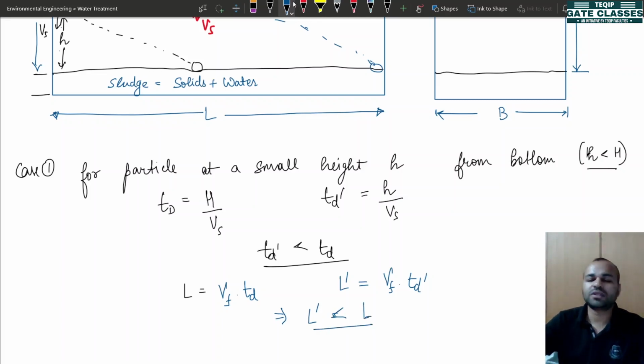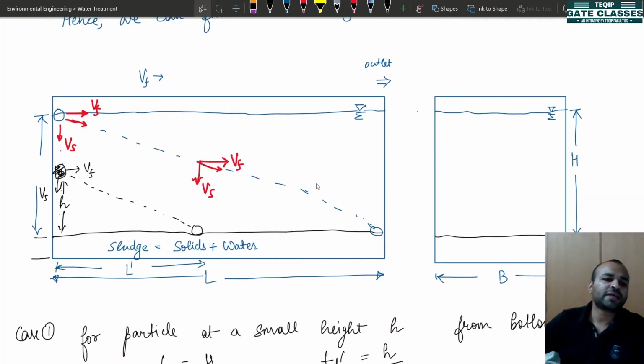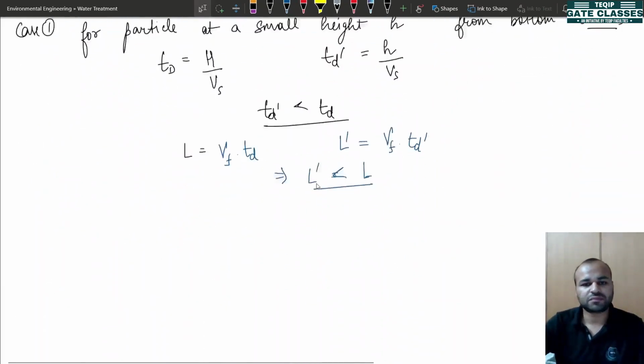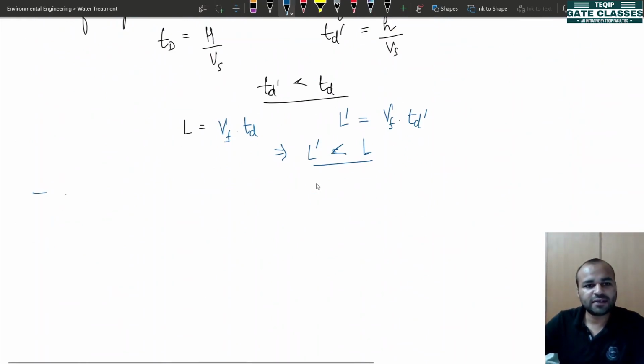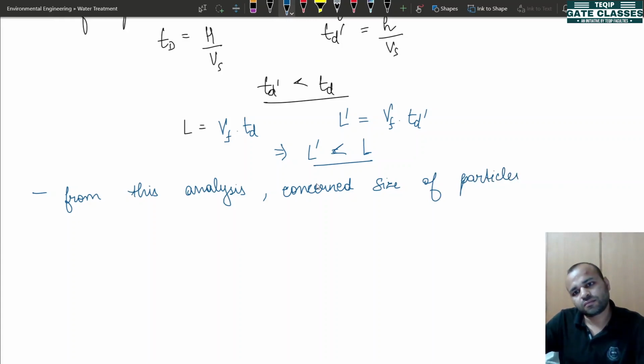So with this we can conclude that the length that this particle will be covering will be even lesser when compared to the particle that is at a higher height. So can we write a simple line that from this analysis, concerned size of particles are 100% removed.